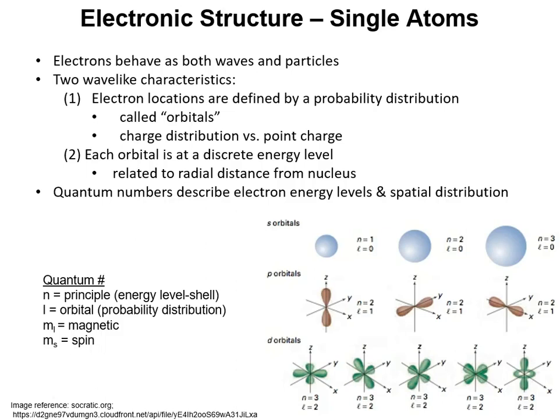The next wave-like characteristic of electrons that's important for the electronic structure of an atom is discretization of energy levels. Electrons can't exist at any location versus the nucleus, or at any location versus each other. This comes out of quantum theory. Electrons, or the charge distribution, can only exist in discrete steps of energy. In this case, energy is all electrostatic.